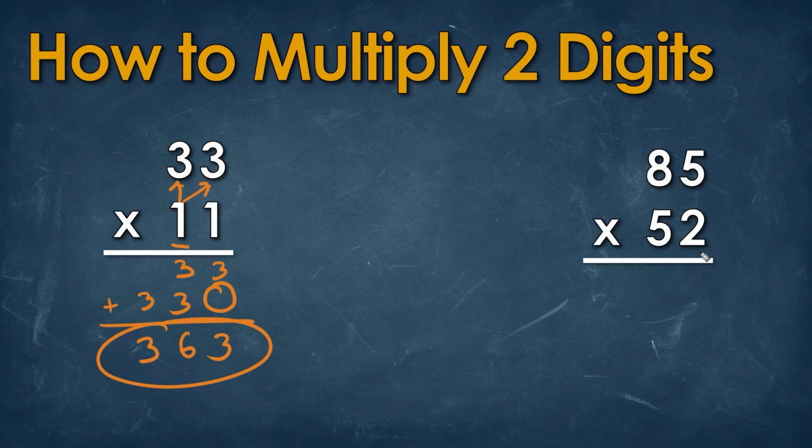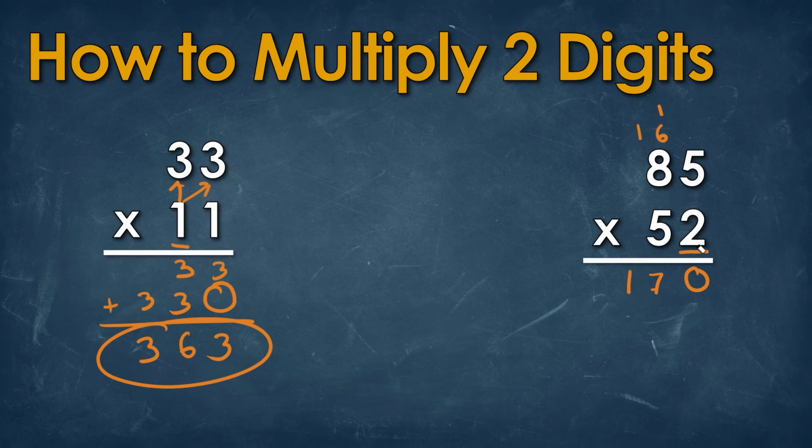Now we'll try it here on the right. So we have 85 times 52. We start by multiplying the value of 2 onto both values on top. So 2 times 5 is 10. Put a 0 here. We have to carry the 1 on top. So now we have 2 times 8 is 16. So we have a 1. We have 1 plus 6 is 7. We have to carry that 1 over from the 16, drop it down.